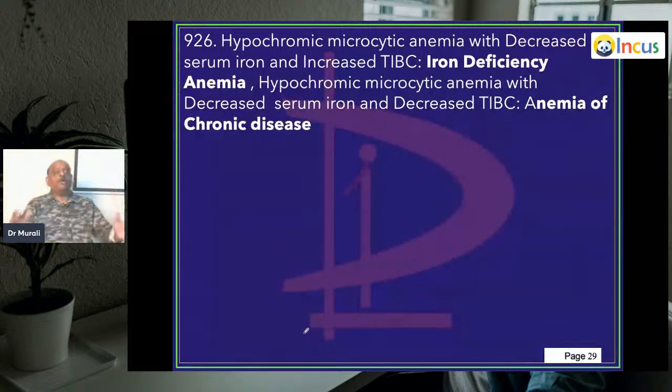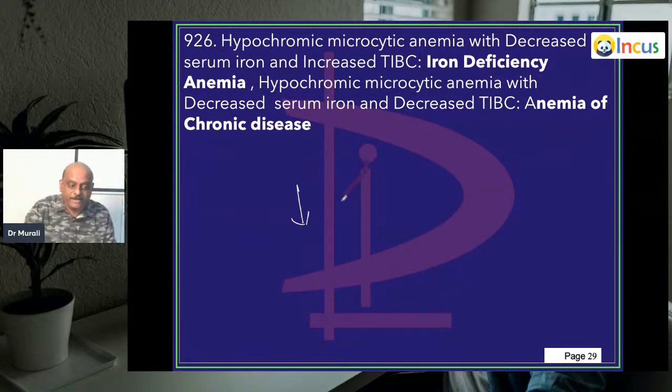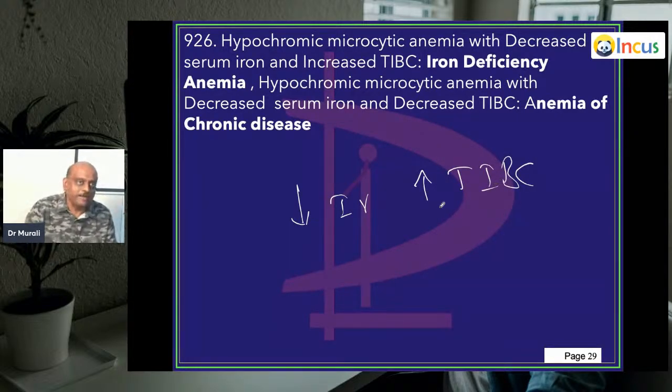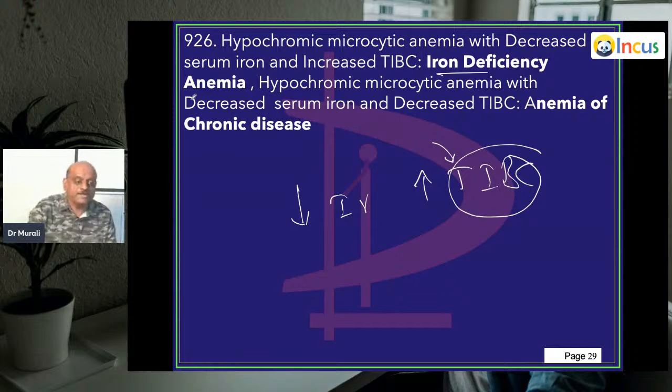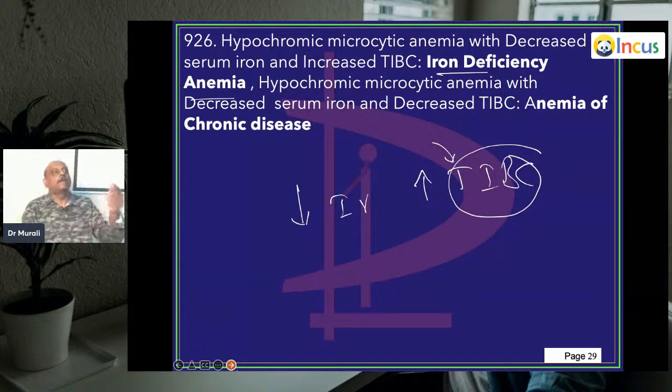So hypochromic microcytic anemias, where you find decreased iron with the increased TIBC. Where do you see? Total iron binding capacity. In iron deficiency, you find decreased iron with the increased TIBC.